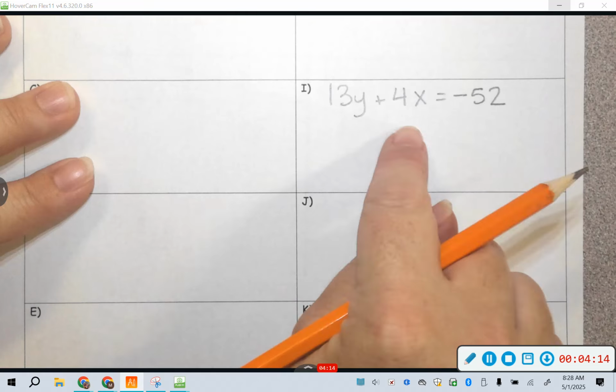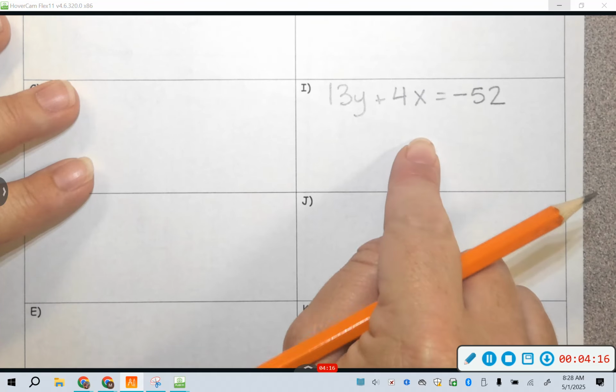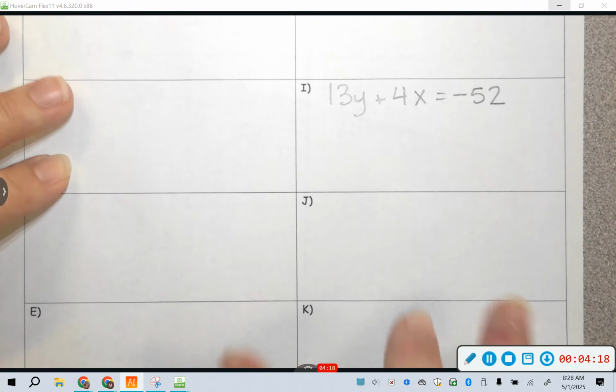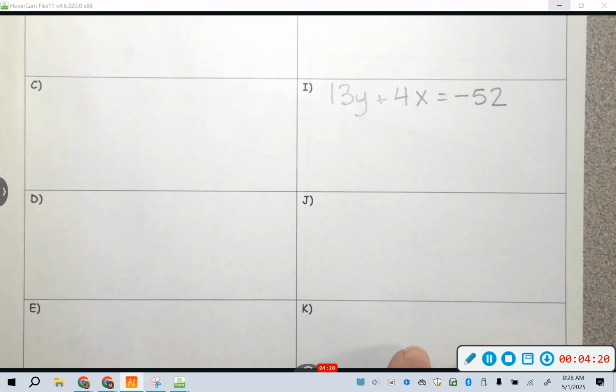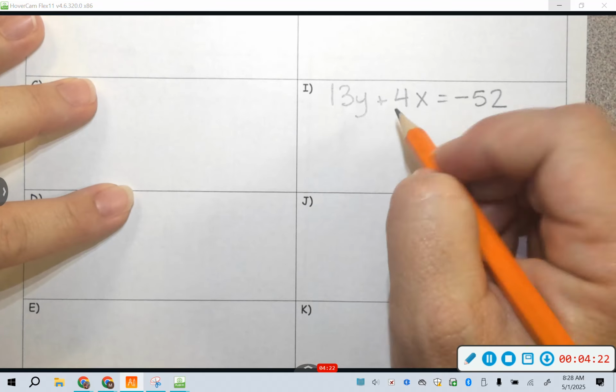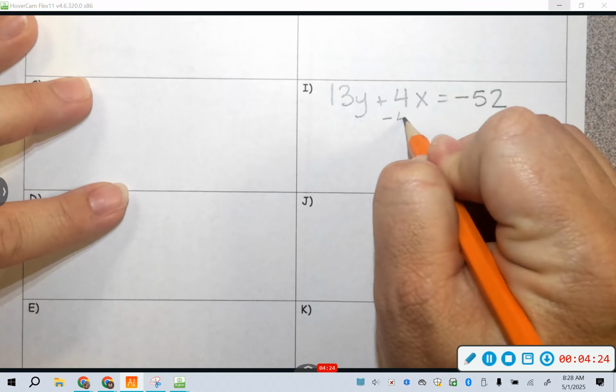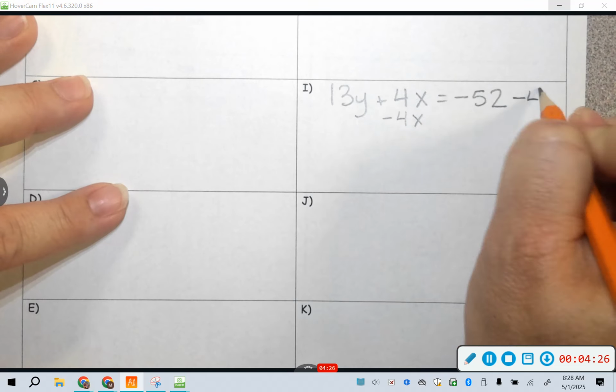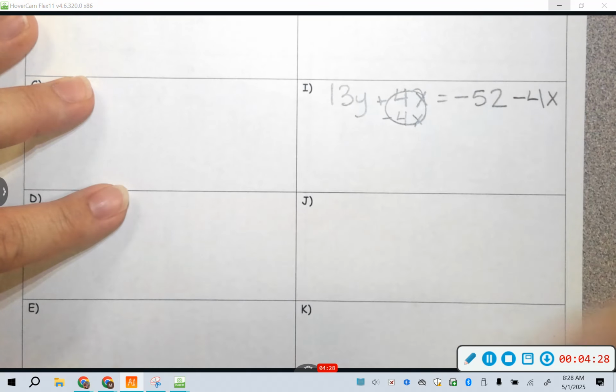Yeah, they're backwards. Okay, y is before x. Does that change any of our steps? No, our first step is to move x. What's my x? Plus 4. How do I get rid of a plus 4x? Minus 4. So I'm going to do minus 4x. It just changes where it moves from.